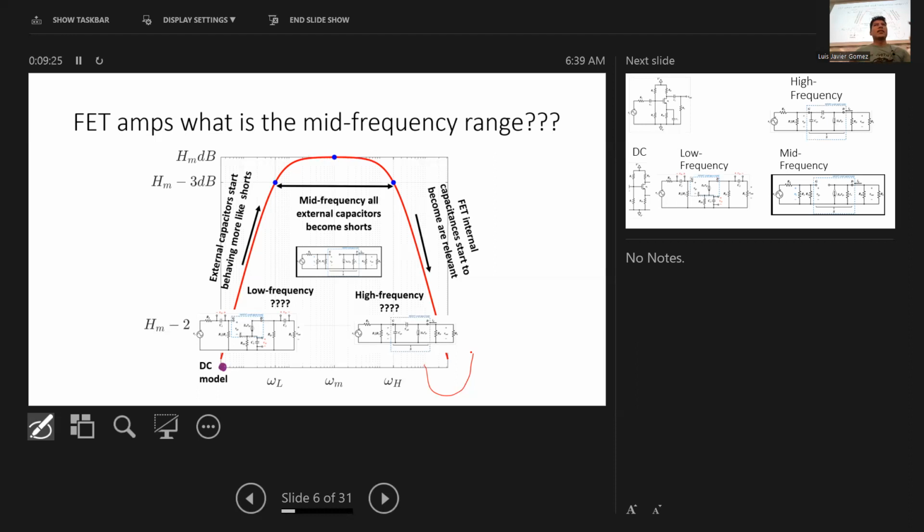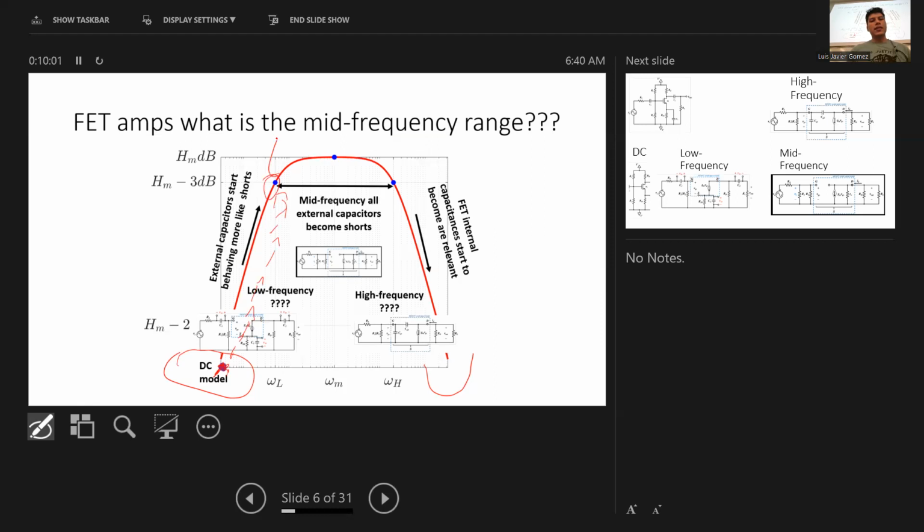Okay. But in particular, the mental picture you have is that at DC, there's really no gain because the capacitors behave as open. And so your input is not connected and your output is not connected. Because remember, there's a capacitor between the input and the output. So you get nothing out. That's why this is at negative infinity. This is in the log scale. Then you keep increasing the frequency and you start getting some gain, some gain, some gain. And then you reach this omega low. And this is the omega low that we're actually going to discuss today.